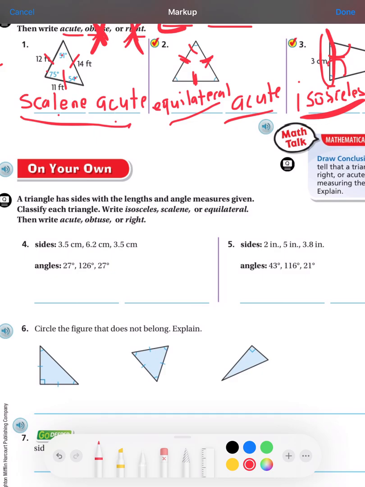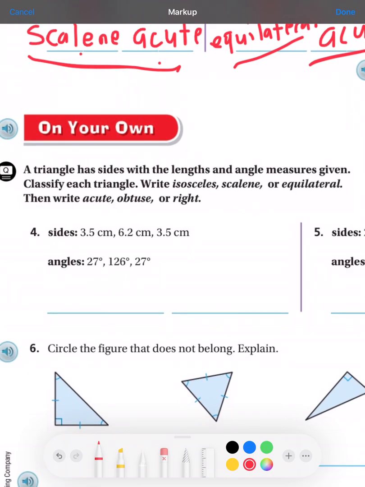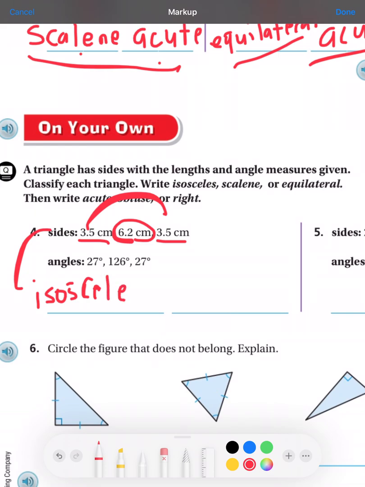But look here. We don't even have to see it. We got 3.5 and 3.5. Those are the same. Then this one's longer. So we got two of the same, one is different. This guy, if you classify it by sides, is going to be an isosceles. Oh no, I've got to spell it. I-S-O-S-C-E-L-E-S. Isosceles. It looks terrible.